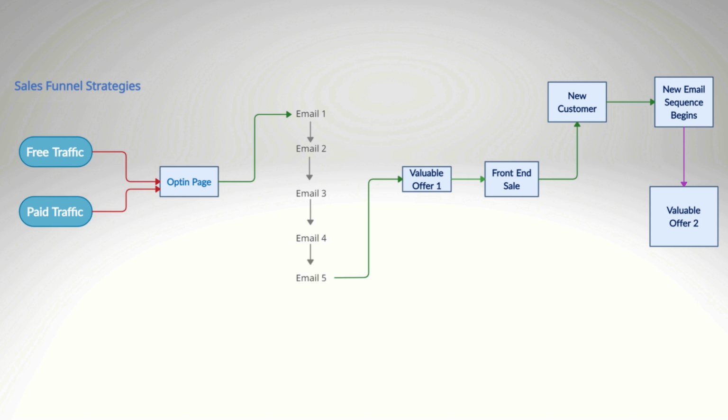In this part of the sales funnel strategies or sequence, I just want to break it down further. If you notice on the left-hand side, you'll see free traffic and paid traffic. Basically, any online traffic that you generate, you need to send it someplace. In this case, it's going to be sent to an opt-in page in exchange for the person's name and email address.